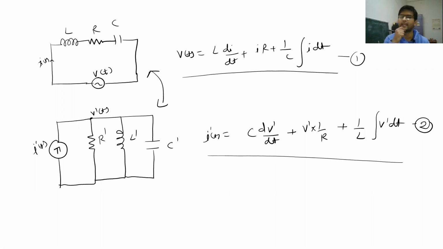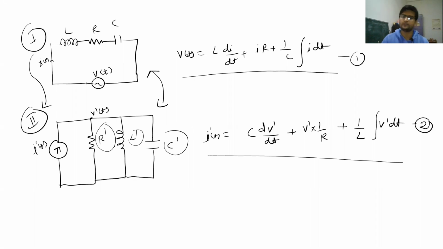So if this is your circuit 1 and this is your circuit 2, and you want to convert circuit 1 into a circuit 2 which is its dual, this can only happen if you choose these elements in a certain way. So if you choose these elements IT, V, I dash T, V dash T and so on, with respect to the first circuit's elements, so that equation 1 and equation 2 look exactly the same, then we can say that circuit 1 and circuit 2 are duals of each other.